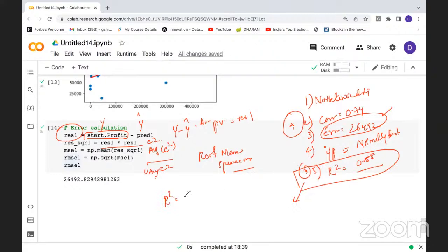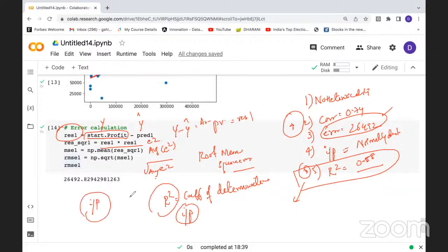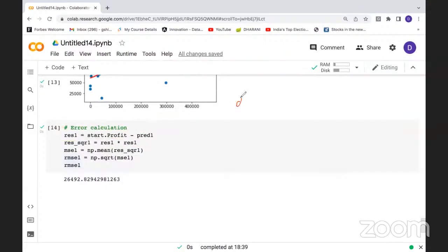R square is called the coefficient of determination. It talks about how well your model is, how well the inputs are, how well your best fit line is, and how good the input is that you have taken. If you are not getting good input for the prediction of y, you will end up with wrong analysis and a worst R square value. So one conclusion we can draw here is that you have to come up with a different input.